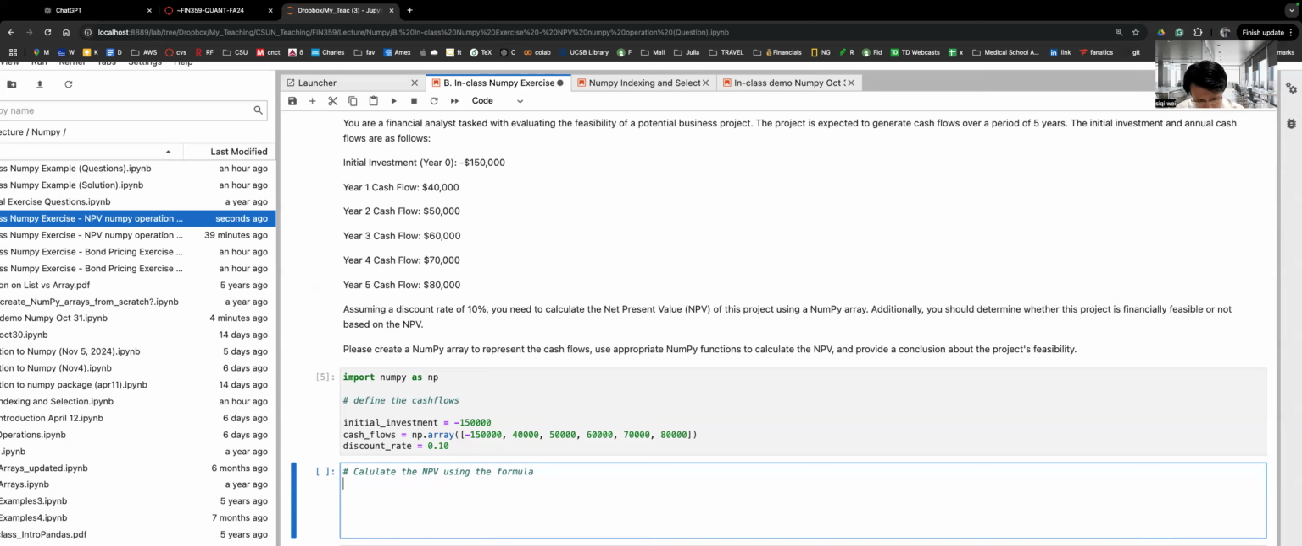So what's the timeline? It's 5 years, right? If you're going to calculate this question in the Excel environment, you have to draw the timeline as we did many times in the class, right? 0, 1, 2, 3, 4, 5. So the length of the given cash flows will be the number of years, and there's a function called len, the length.